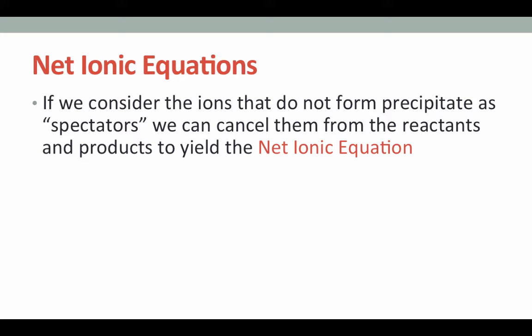So if we consider the ions that did not form this solid precipitate as spectators, meaning they're not participating in the reaction, they're just floating around watching it happen, we can cancel them out from both the reactant and the product side, and this would give us a net ionic equation.